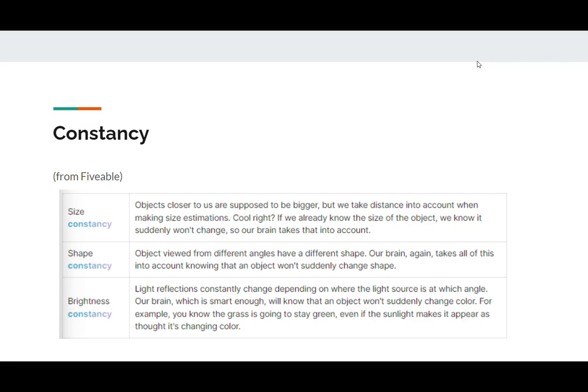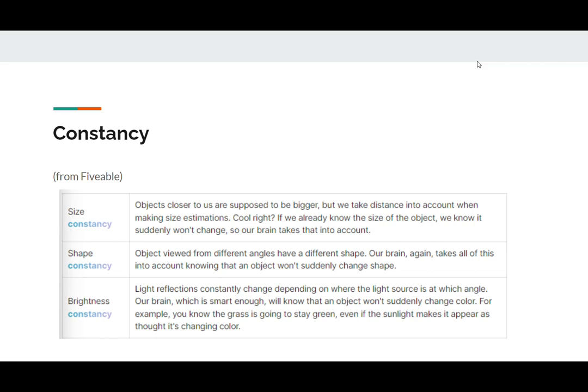Well, our ability to maintain constant perception is called constancy. There are multiple types of constancy. The first one we have is size constancy. Objects closer to us are supposed to be bigger, but we take distance into account when making size estimations. Cool, right? If we already know the size of the object, we know it suddenly won't change, so our brain takes that into account. Then we have shape constancy.